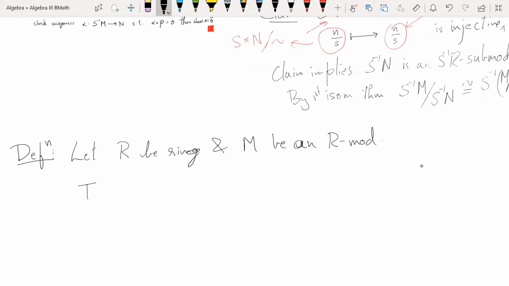Then Tm, the set of torsion elements of M in M, is the set of elements m such that there exists r in R, r not equal to 0, with rm equals 0. So such elements are called torsion elements of M. Okay.